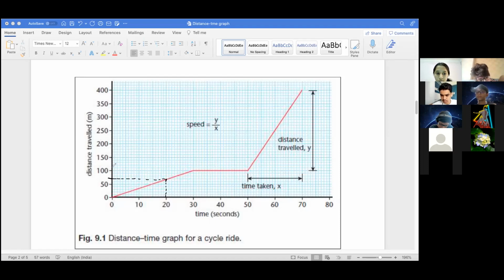30 seconds. Correct. You will come over here and you will say 30 seconds. So these are the uses of the distance-time graph.